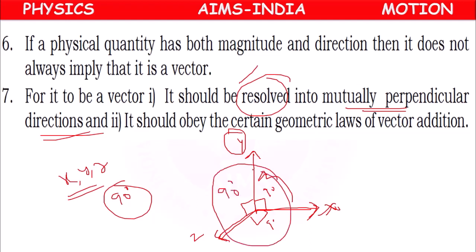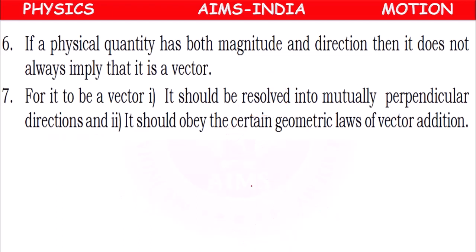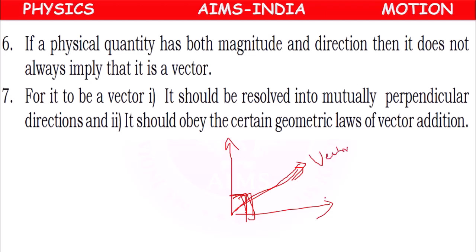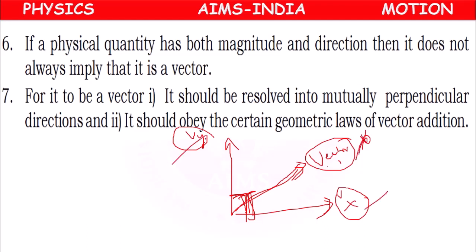If the vector is able to resolve into mutually perpendicular components, or we can take it this way. Sorry, children, don't consider the previous example, consider this example. If this is a vector, then in the x direction vx, in the y direction vy, such that vx and vy are perpendicular to each other. In this way, if a vector can be replaced by perpendicular components, x component and y component, which are mutually perpendicular, then it will be a vector.